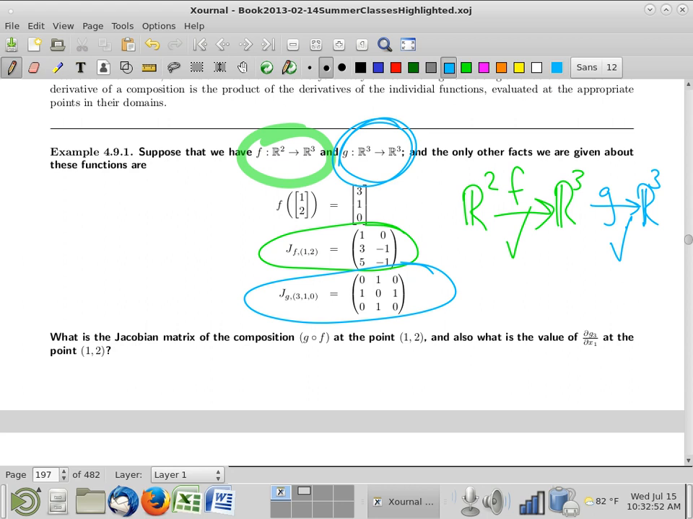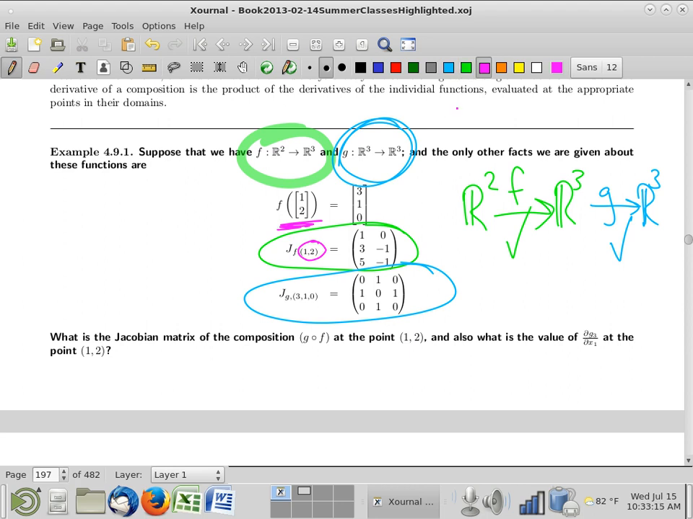So this is, like I say, kind of a softball. I'm giving you exactly the two matrices that you need that describe the derivatives individually of these two functions I'm composing. Now, a quick note. Notice that I'm given that f is being evaluated at the point (1, 2). So I'm specifically giving you the Jacobian of f at the point (1, 2).